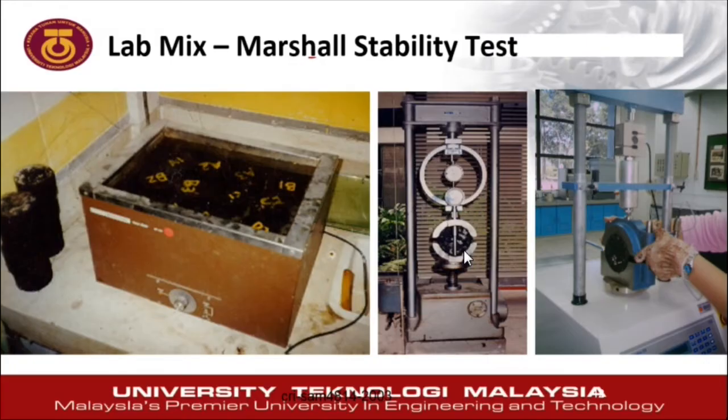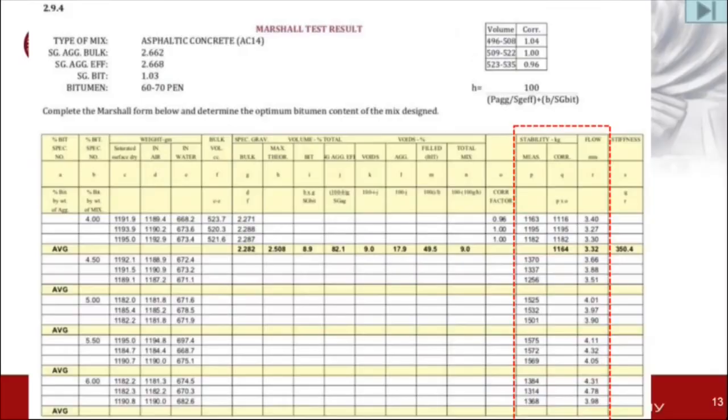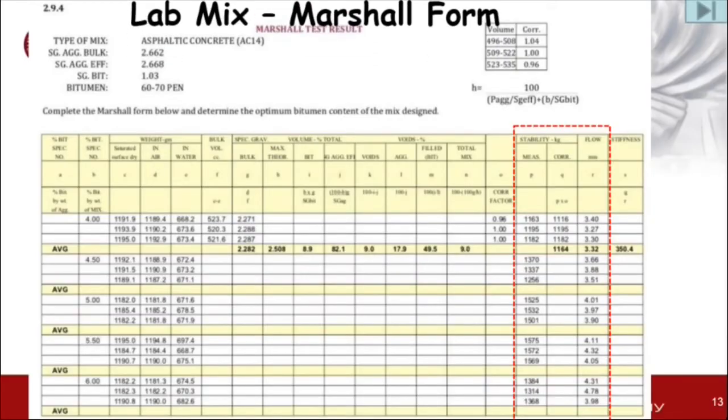All the compacted samples were tested for the Marshall stability. Then, the data is included in the Marshall form. Let's have a look at the Marshall form again. Okay, refer to column P, which is the value of stability in kilogram. Column Q is the value of stability after correction. How to do the correction?